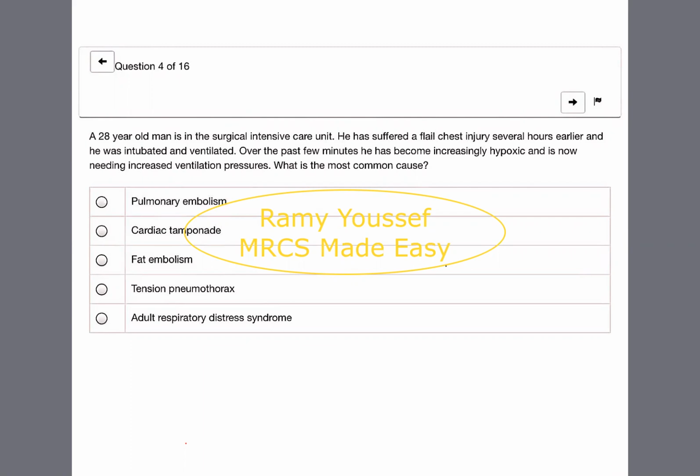So the patient has a flail chest, and now he is hypoxic, and he's already intubated. Maybe tension pneumothorax or cardiac tamponade, because it's something happening suddenly. I think tension pneumothorax. I'm not sure exactly, but he already has a flail chest, so there's pulmonary contusion. Maybe a flap valve effect or something like that leads to tension pneumothorax. Plus it happened suddenly. So I think it's tension pneumothorax.